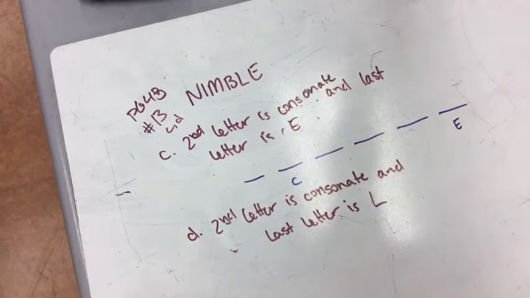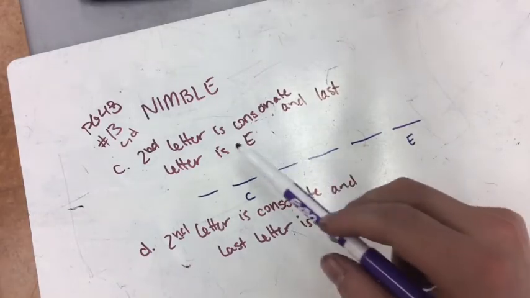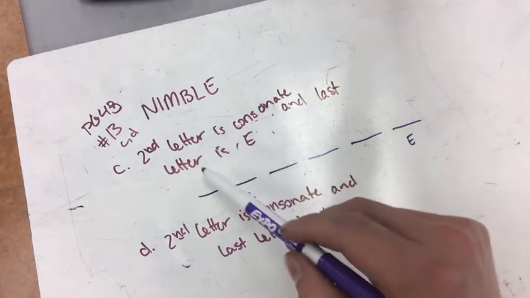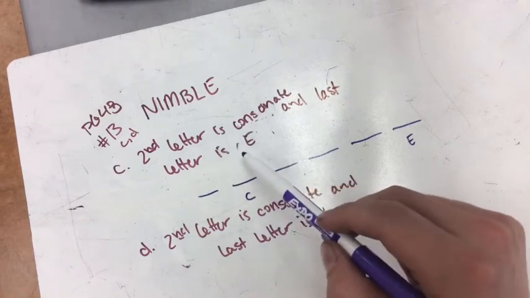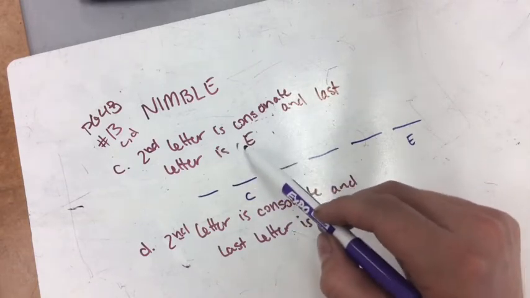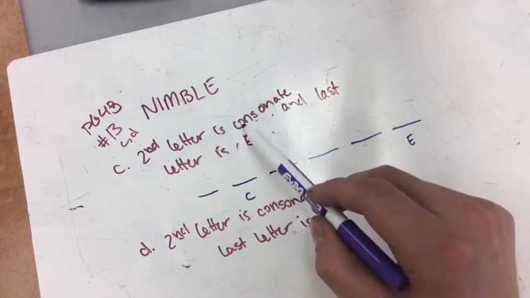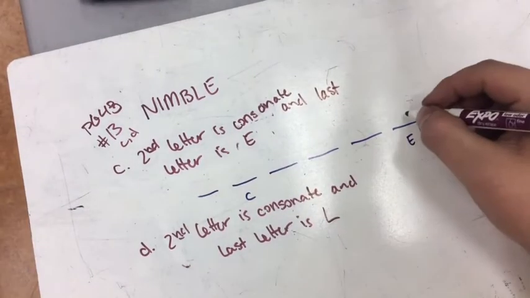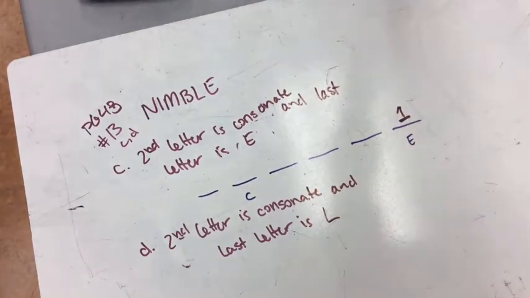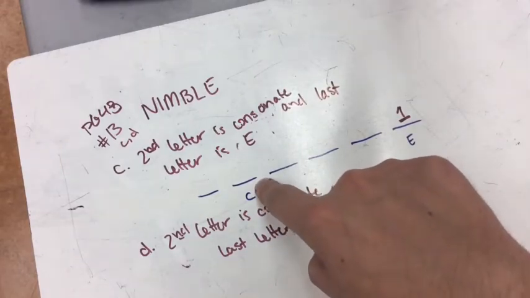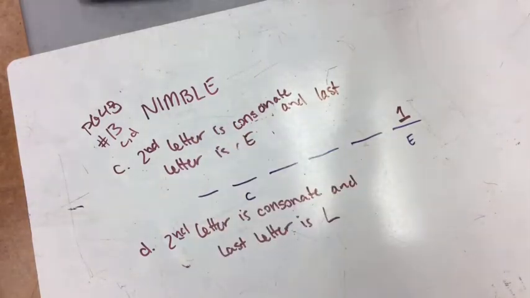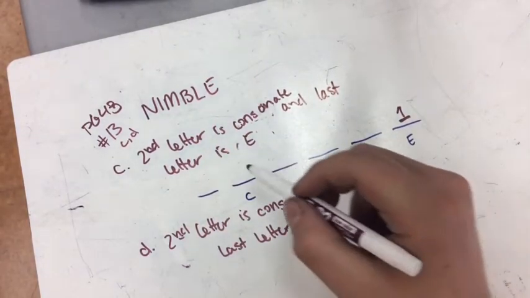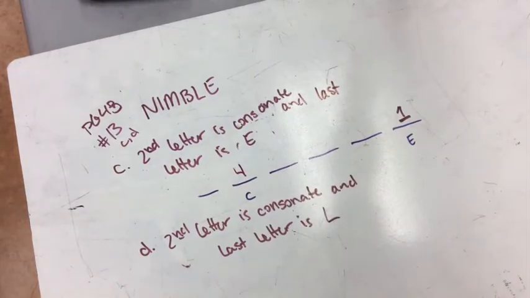Here's the deal: we have to think about which constraints play into each other at all. So is E a consonant? No, E is a vowel. So the second letter being a consonant isn't really going to affect that the last letter is going to be E. So we say, how many E's are in Nimble? Well, there's only one. So there's only one way that we can have an E as the last letter. How many consonants are in Nimble? Well, there's 1, 2, 3, 4 consonants in Nimble. Doesn't matter which one it is. No, it doesn't. So there's 4 choices for the consonant.